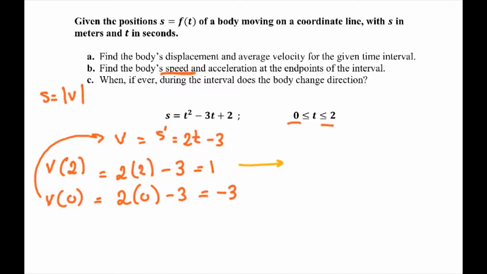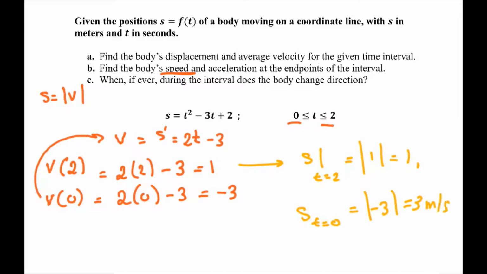So now the speed at t equal 2 will be equal to the absolute value of 1, which is 1. And the speed at t equals 0 will be equal to the absolute value of negative 3, which is equal to 3, of course, meters per second. So one more time, the speed is the absolute value of the velocity.